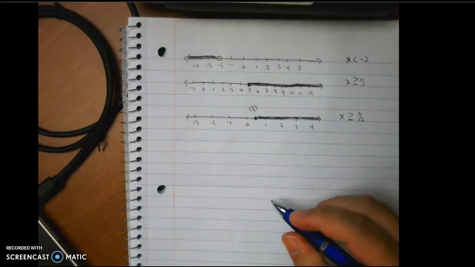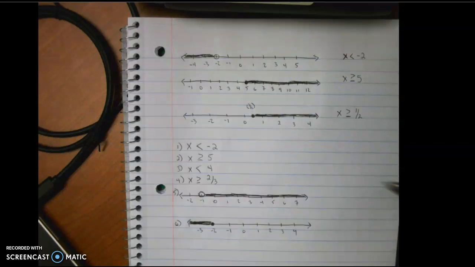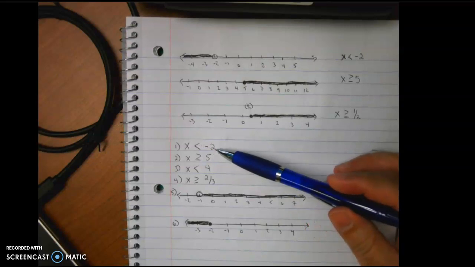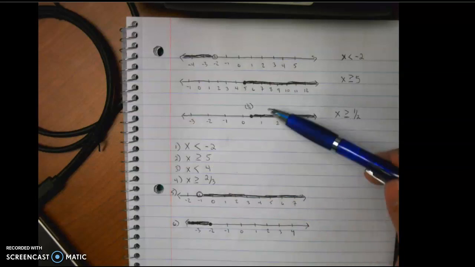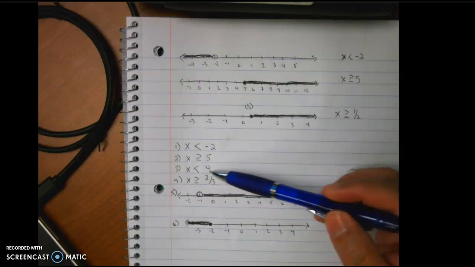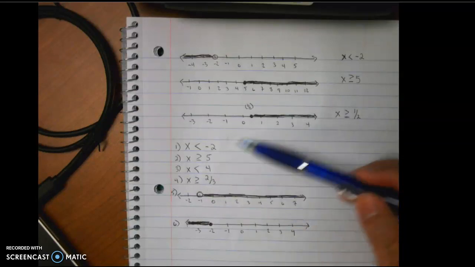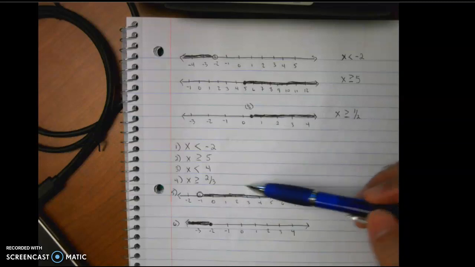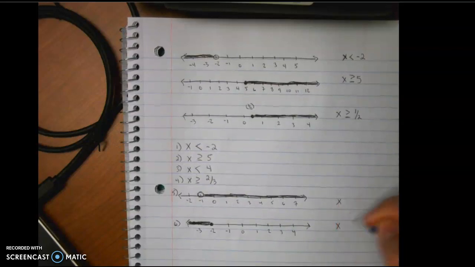Now let's try a couple of these on our own. So let's try these 6 on our own. X is less than -2. Show that to me on a graph. X is greater than or equal to 5. Show that to me on a graph. X is less than 4. Show that to me on a graph. X is greater than or equal to 2/3. Show that to me on a graph. And these two graphs, write the inequality for me. X and x are our variables. Write the inequality. X is either greater than, equal to, less than, or equal to, and let's see what you come up with. And we will go over those tomorrow in class.